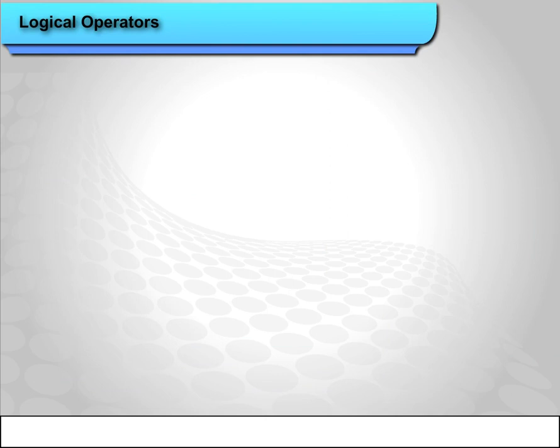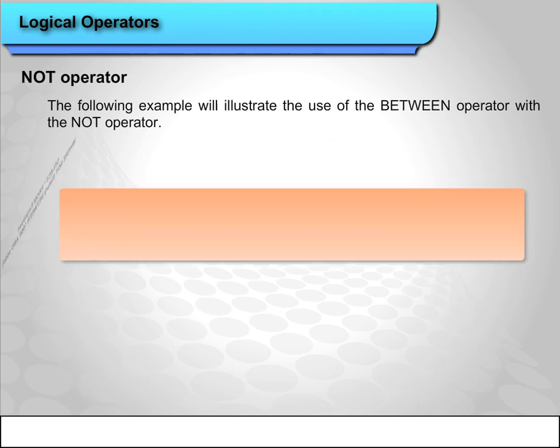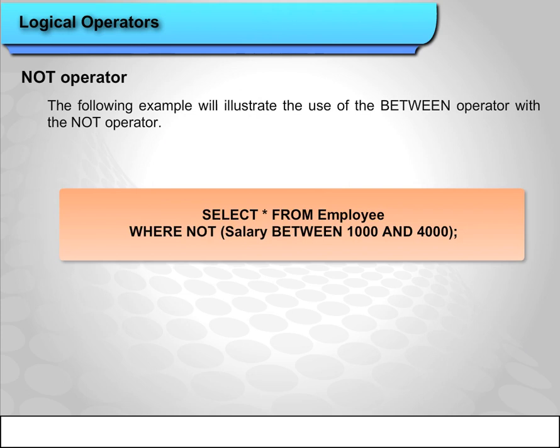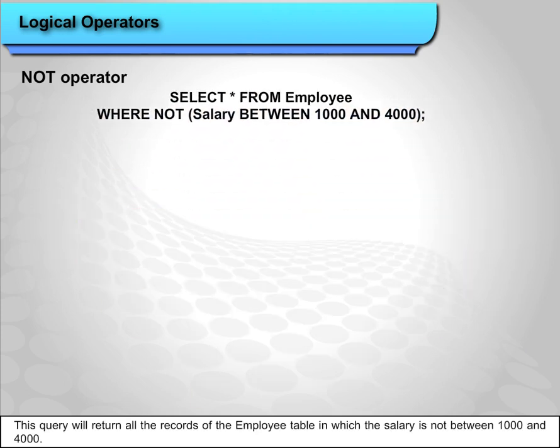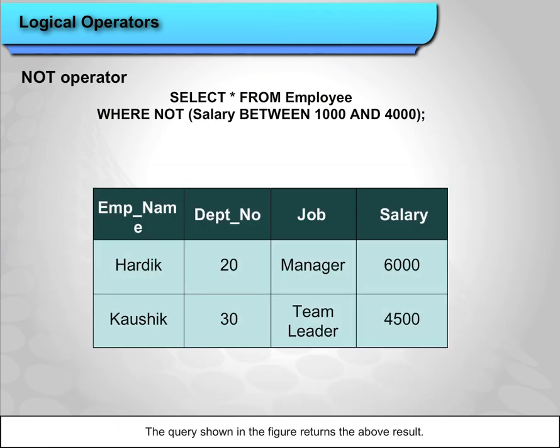Logical operators. Not operator. The following example will illustrate the use of the between operator with a not operator. Select all from employee where not salary between 1000 and 4000. This query will return all the records of the employee table in which the salary is not between 1000 and 4000. The query shown in the figure returns the above result.